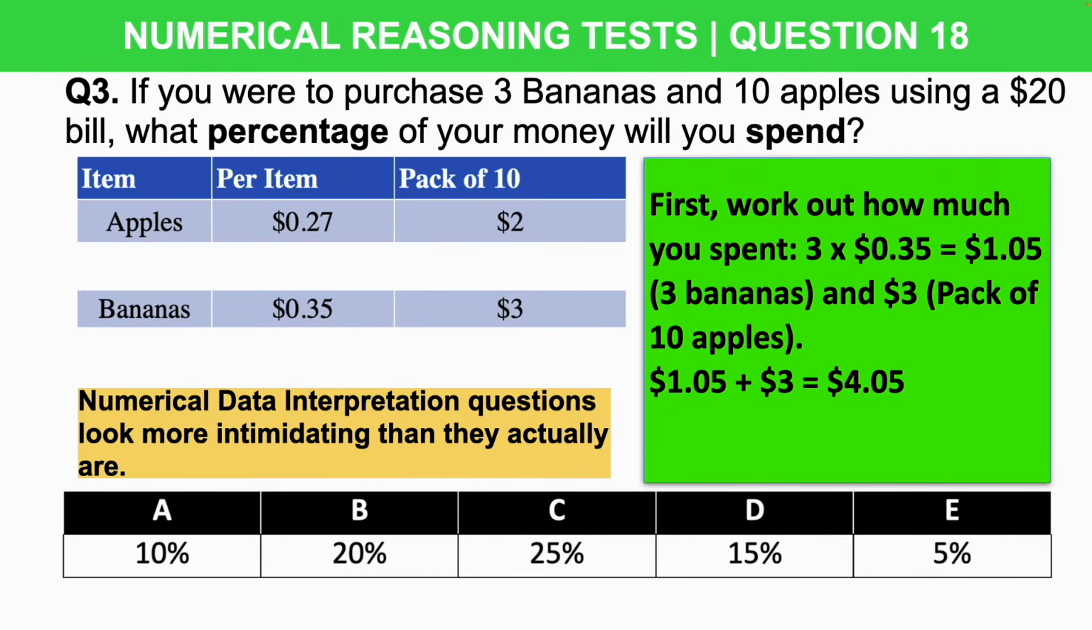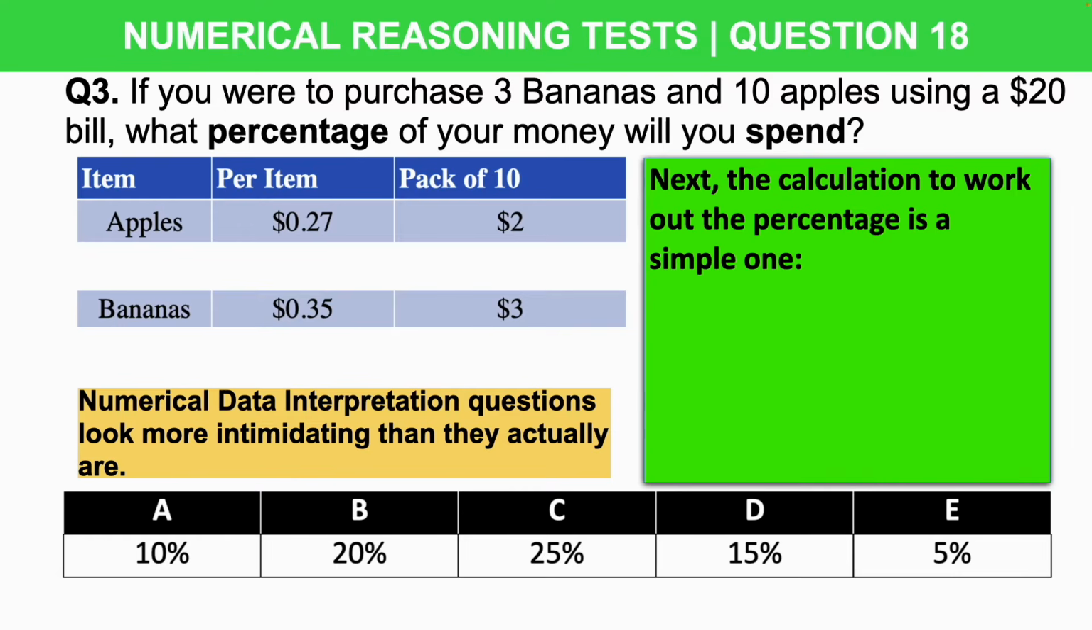To work out what $4.05 is in percentage terms from a $20 bill, we can do the following calculation. So the calculation to work out the percentage is a simple one. This is the formula to use. Percentage equals the value divided by the total value and then times by 100%. So in our case, that would look like this.